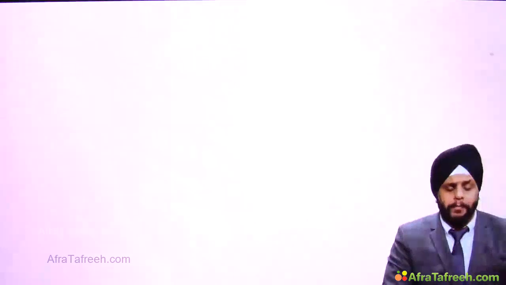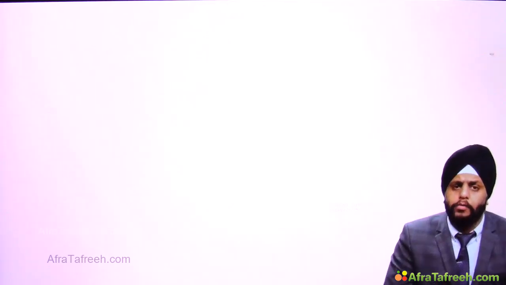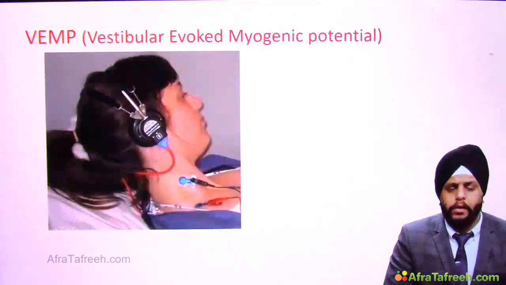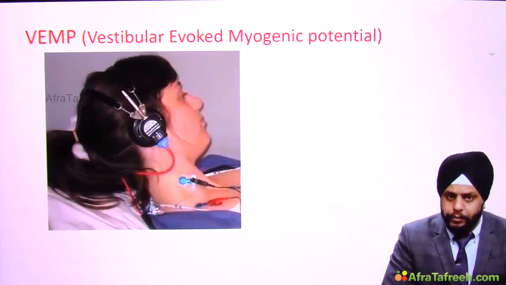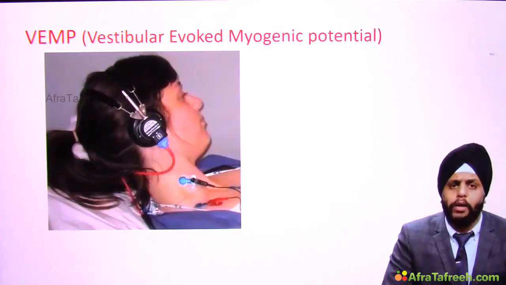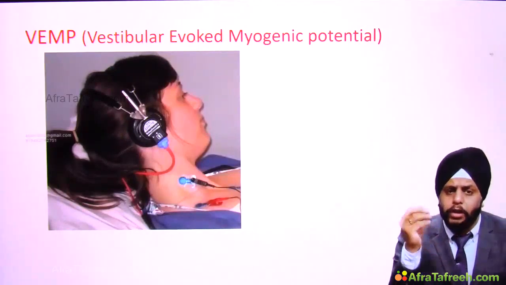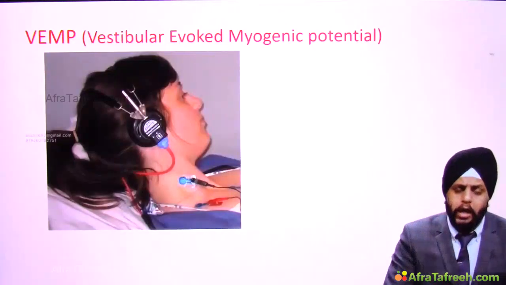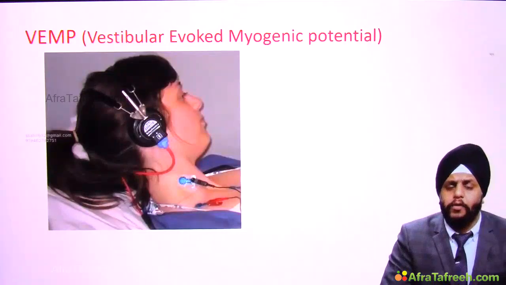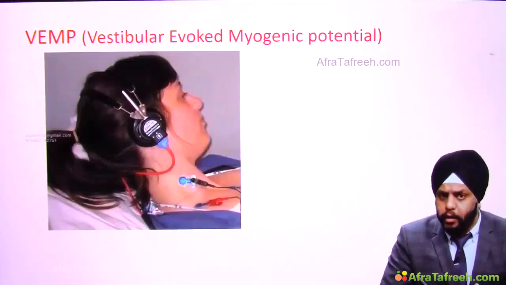Okay, now other than the caloric test, we can do some more tests to check for labyrinth. Number one is VEMP. What is VEMP? Vestibular evoked myogenic potential. You see, vestibular evoked. So you give a stimulus, you give a sound stimulus. Now we have not only the vestibulo-ocular reflex, we also have the vestibulospinal reflex.